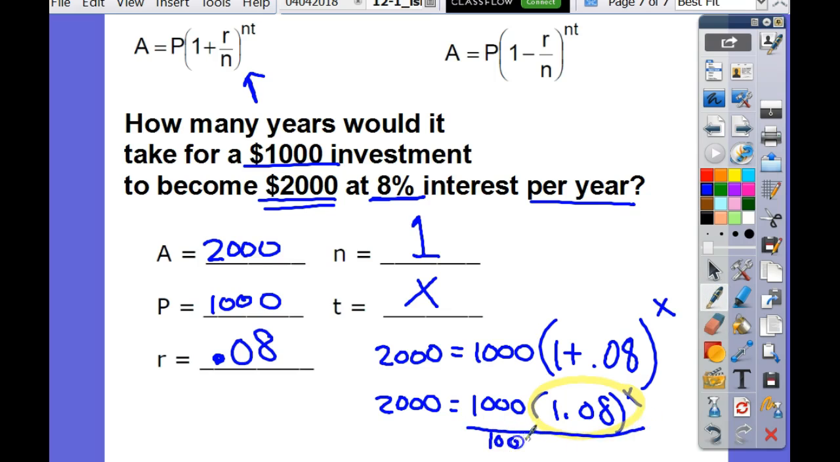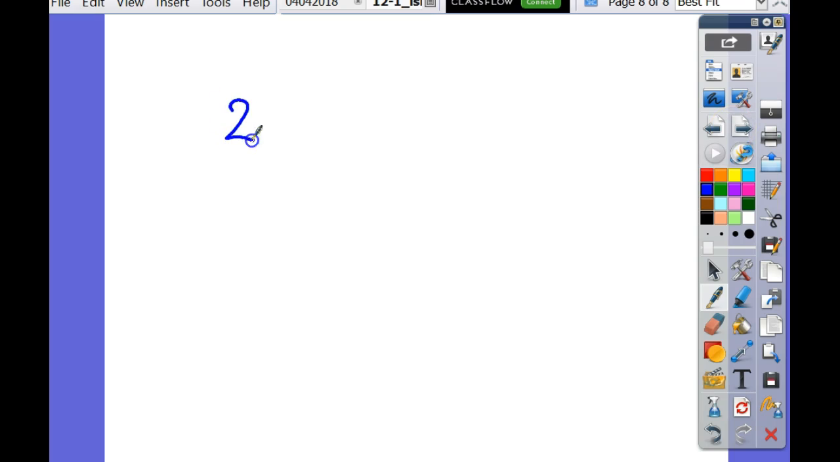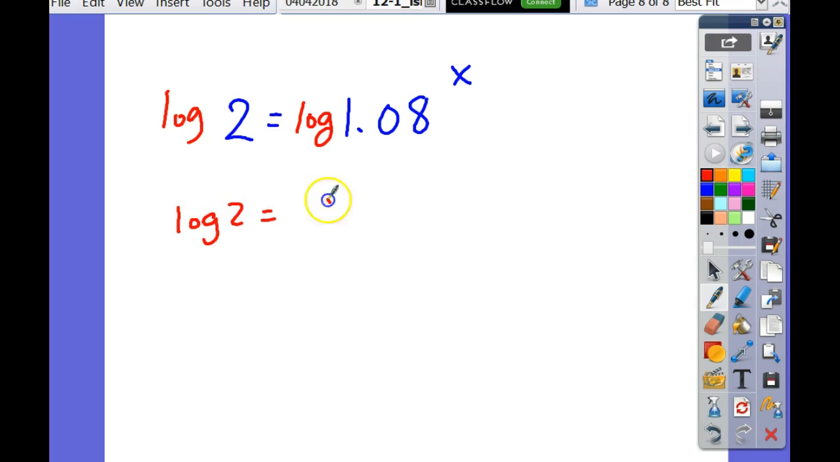Do some of these words sound familiar? I need to isolate my base. So that will be 2 equals 1.08 to the x. I'm solving for x. X is an exponent. How? Yes, this is why we learned all that log stuff for this kind of problem right here. To solve this, I'm going to take the log of both sides. I take the log of both sides so that I can use the power rule and bring that out in front.